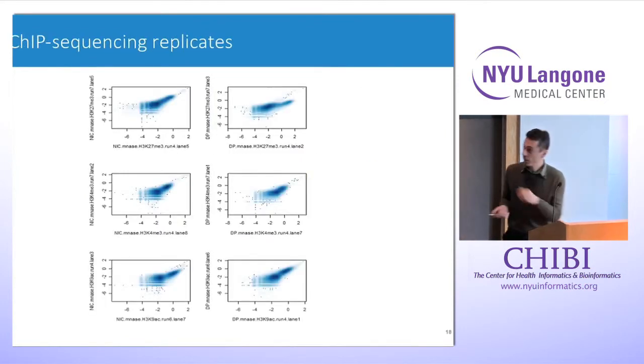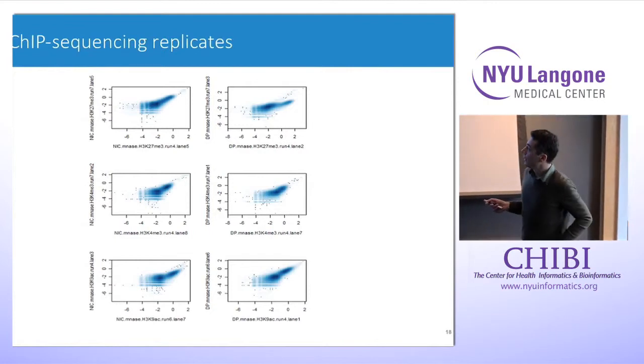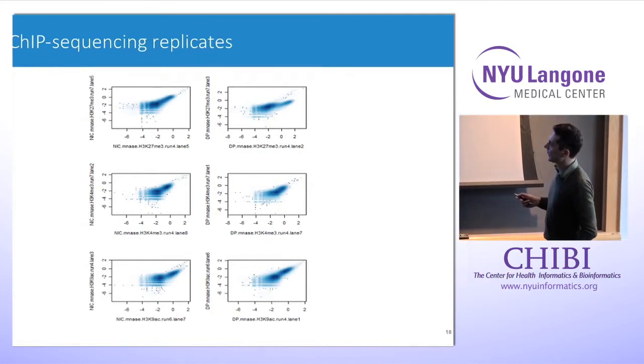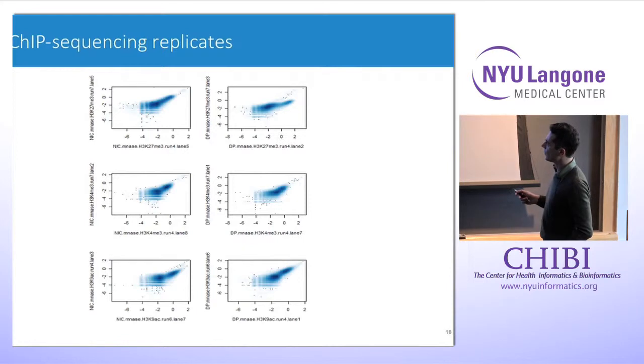as you can see. So this is how the replicates look like. K27, replicate 1, replicate 2. This is all in duplicates.